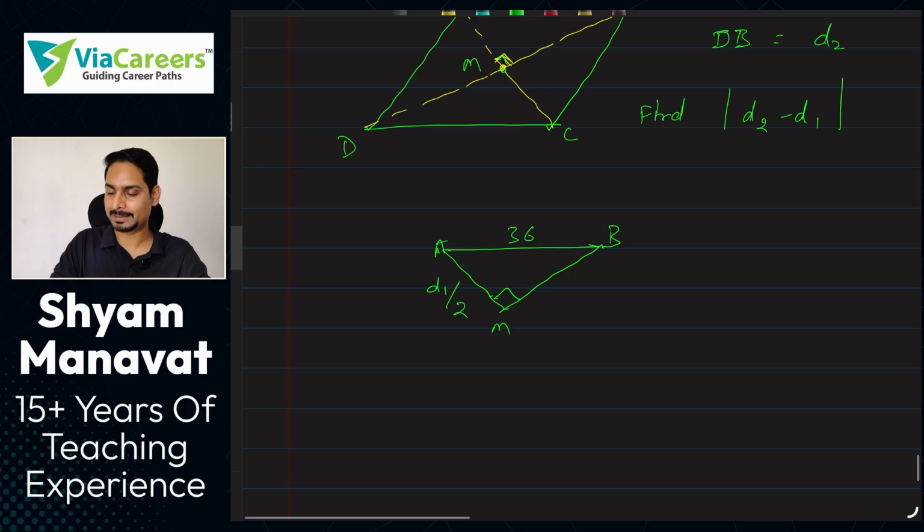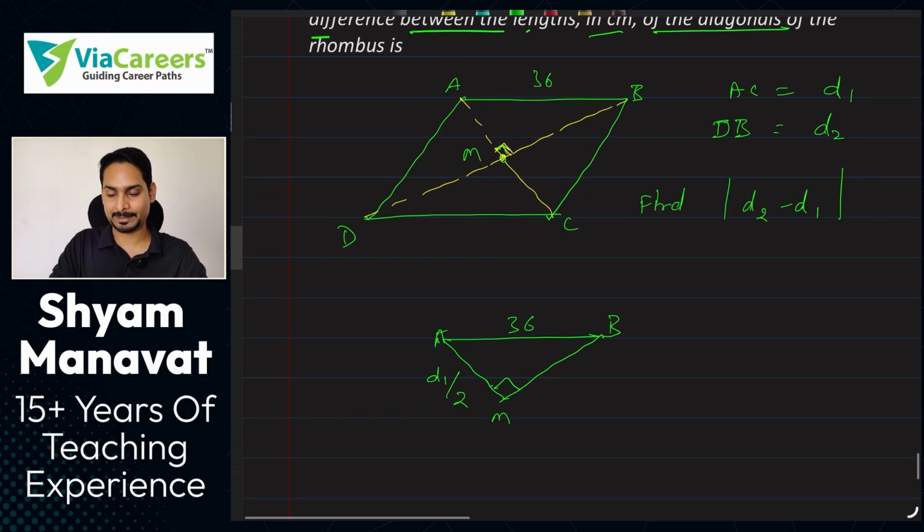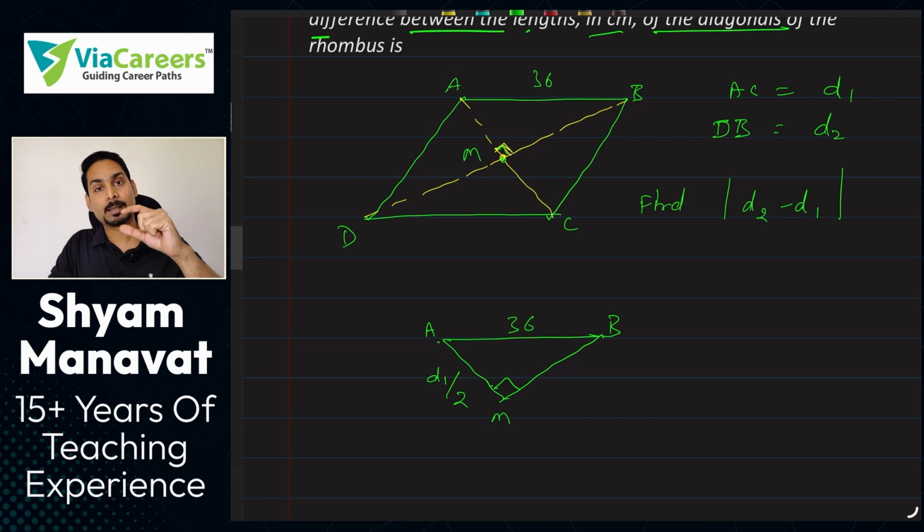So AM is D1 by 2, as we assumed AC to be D1. And the same for DM, because M is the midpoint. Diagonals bisect each other at 90 degrees. Bisect means midpoint, so they intersect at the midpoint. So AM is half of AC, that's D1 by 2. Similarly, BM will be half of BD, which is D2 by 2.